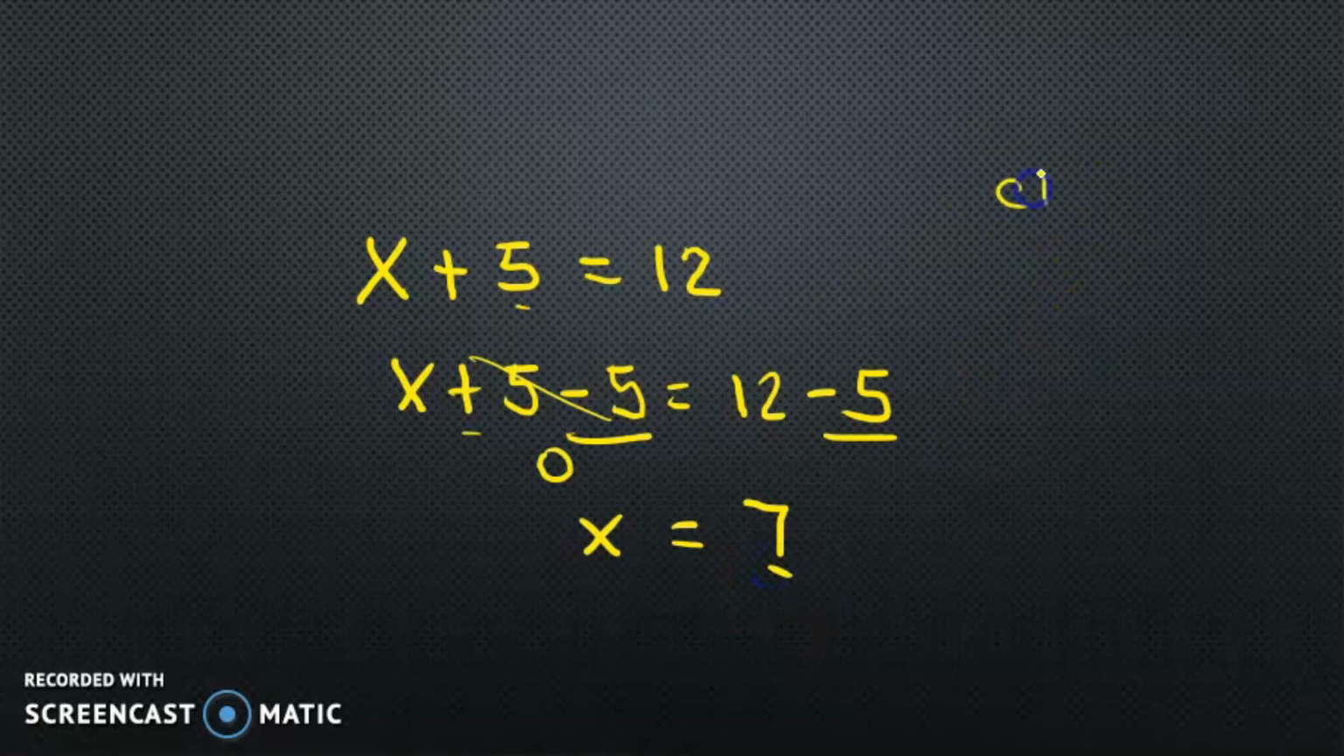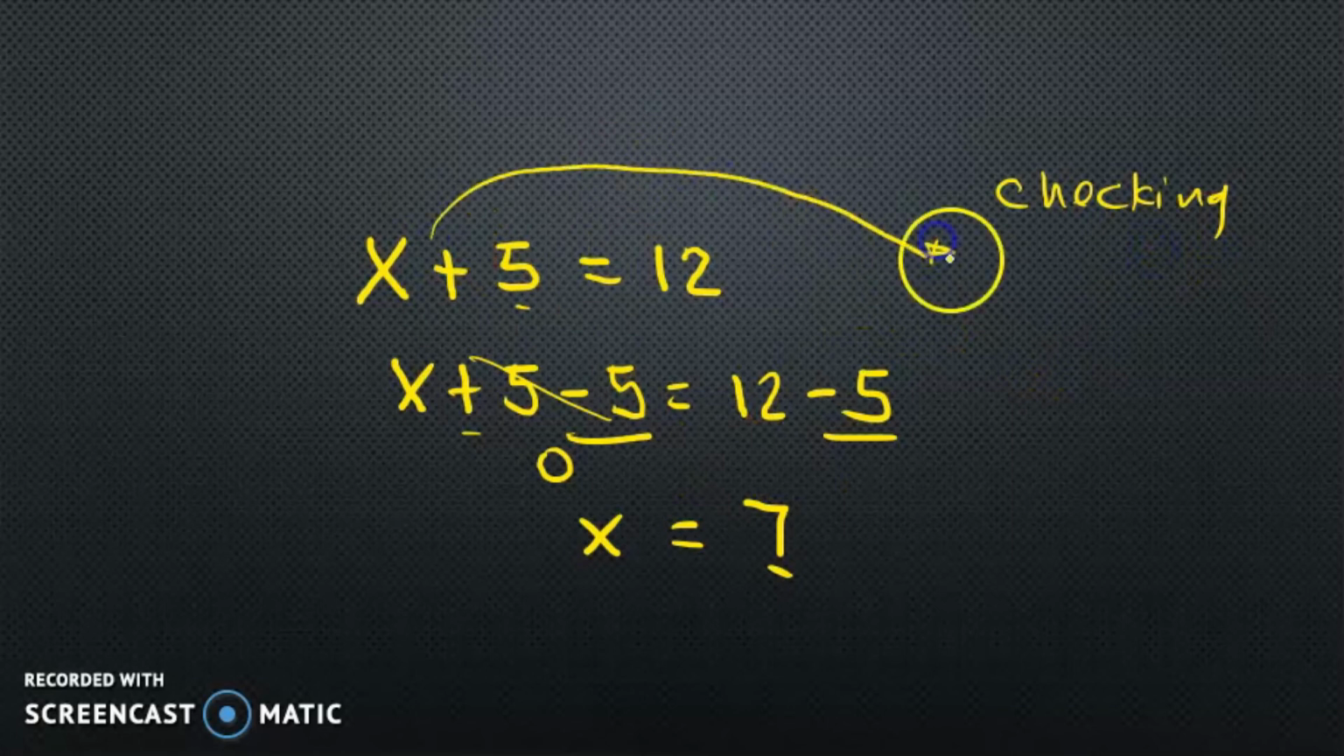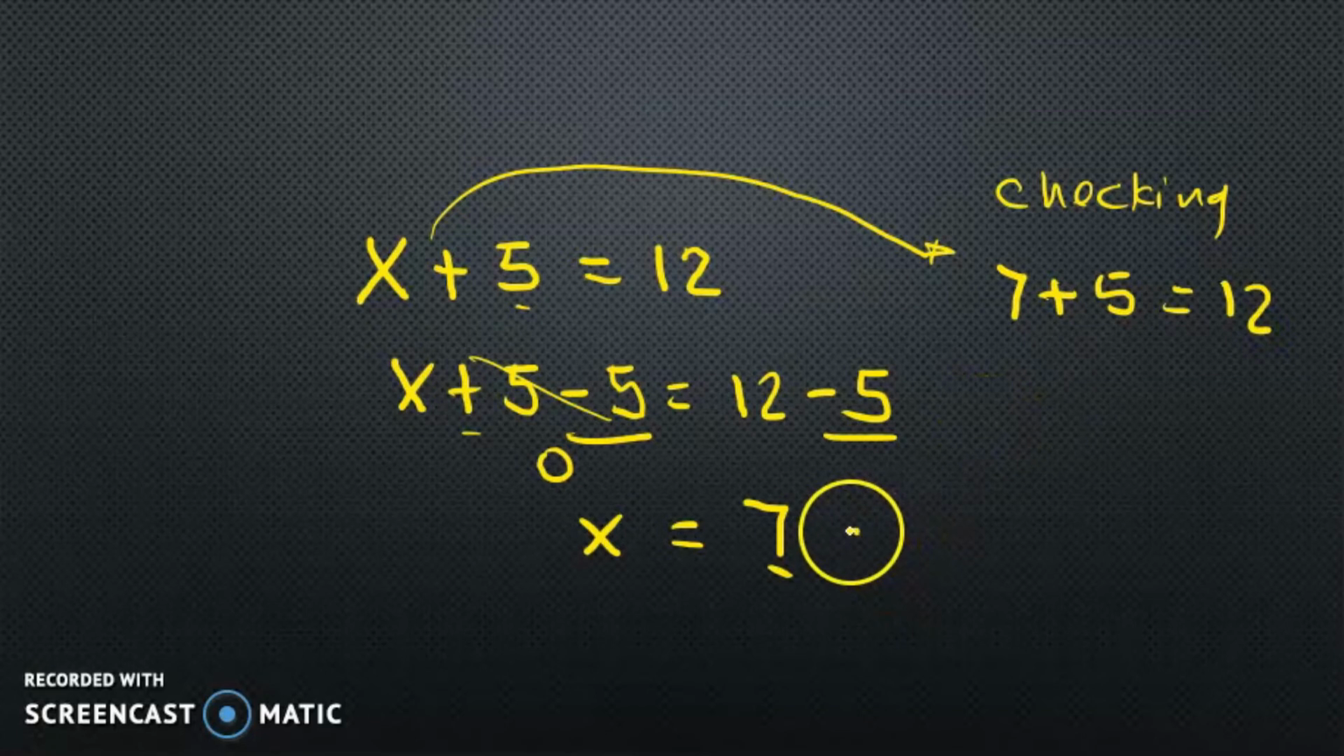So, checking. Punta tayo sa checking. Since x ay 7, then plus 5. So 7 plus 5 is equals to 12. So therefore, our answer is correct.